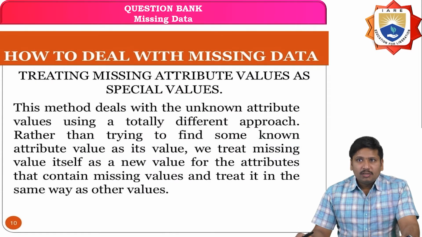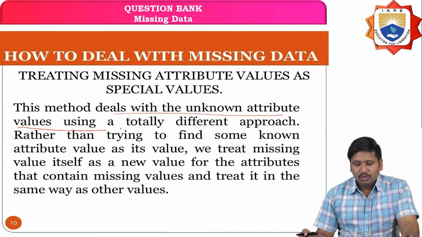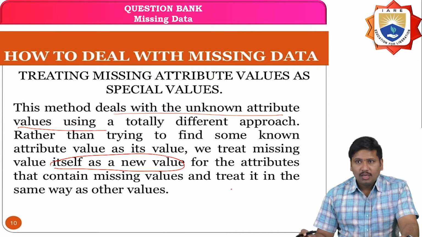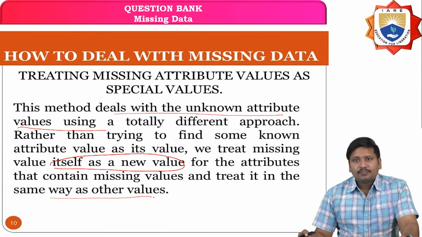Then, treating the missing attribute values as special values. This method deals with the unknown attribute values using a totally different approach. Rather than trying to find some known attribute value, we treat the missing value itself as a new value for the attributes containing missing values, and treat it like other values.